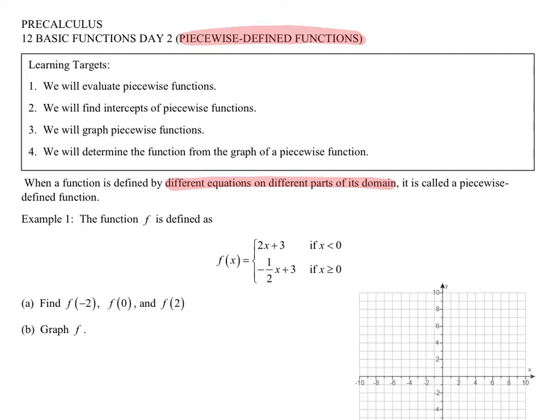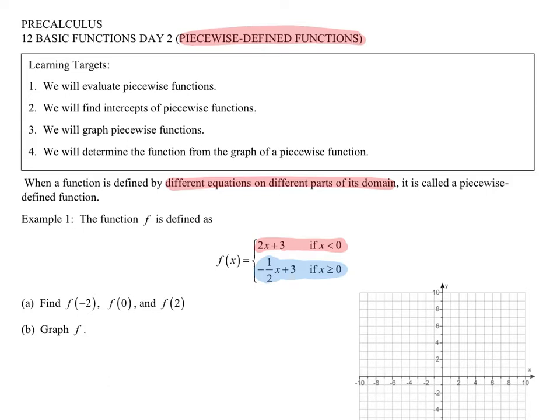Here, example 1, this is what it kind of looks like. Here's the function f, and the function f is 2x plus 3 when x is less than 0, and then it switches to be negative 1/2 x plus 3 when x is larger than or equal to 0. So we're going to have two different parts of this function defined by the red equation and then the blue equation.